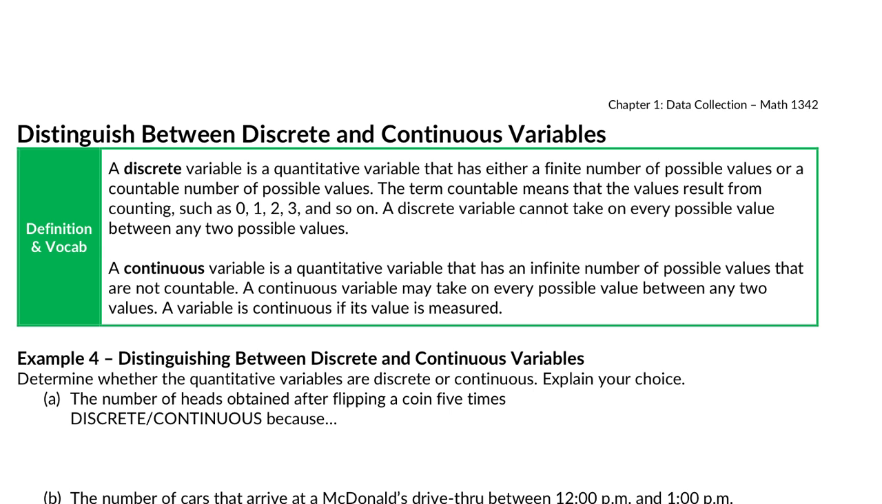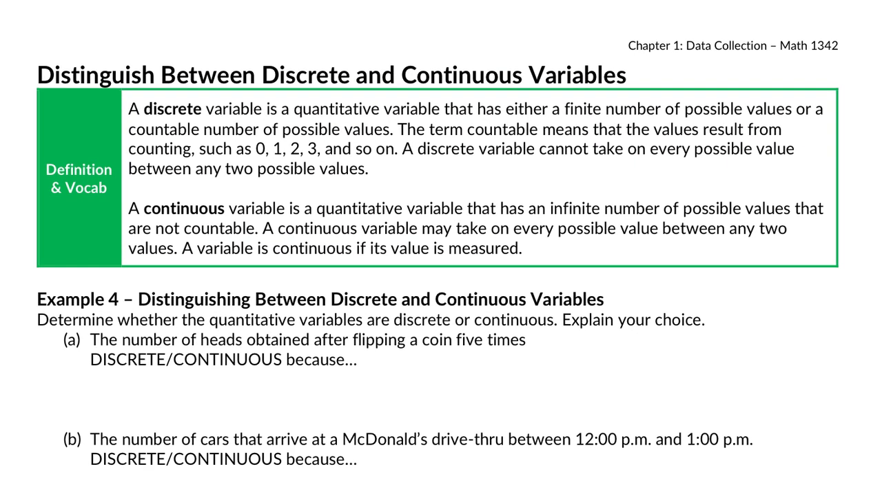All right. The next thing we're going to do is distinguish between discrete and continuous variables. Because knowing what you're studying and what you're varying in your studies is going to help you eventually choose the correct type of study to perform on it. So we have to know the differences in these variables. A discrete variable is a quantitative variable that has either a finite number of possible values or a countable number of possible values. So discrete means countable.